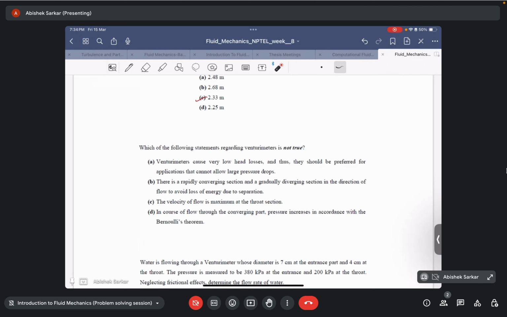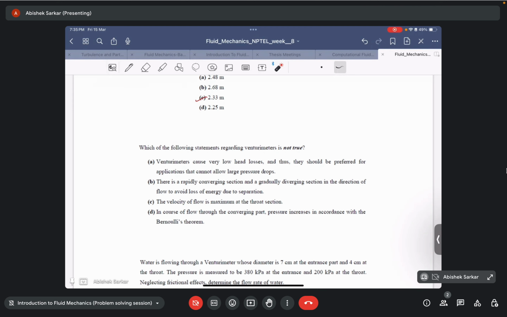Yes. Why? Because we saw that the diverging section of the venturi meter is constructed in such a way that there are minimal head losses because of flow separation at the diverging section. And that's why they are very useful in applications where we need to measure a flow rate where we cannot allow high pressure drops, or basically where we cannot allow high losses or high inaccuracy. So for very accurate measurements, venturi meters are usually preferred more than other flow rate measuring devices.